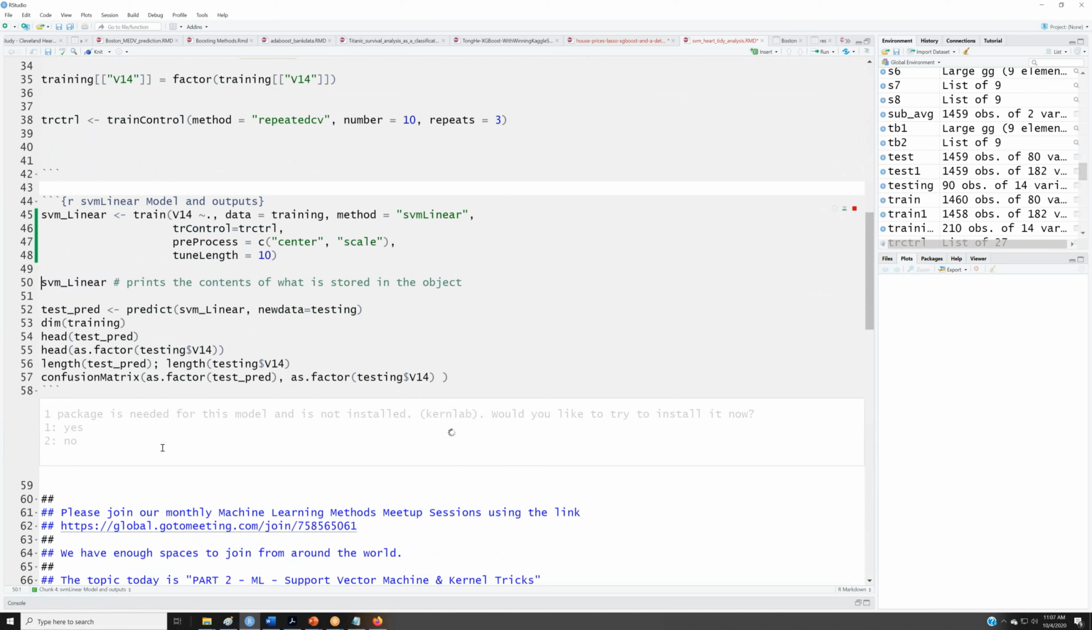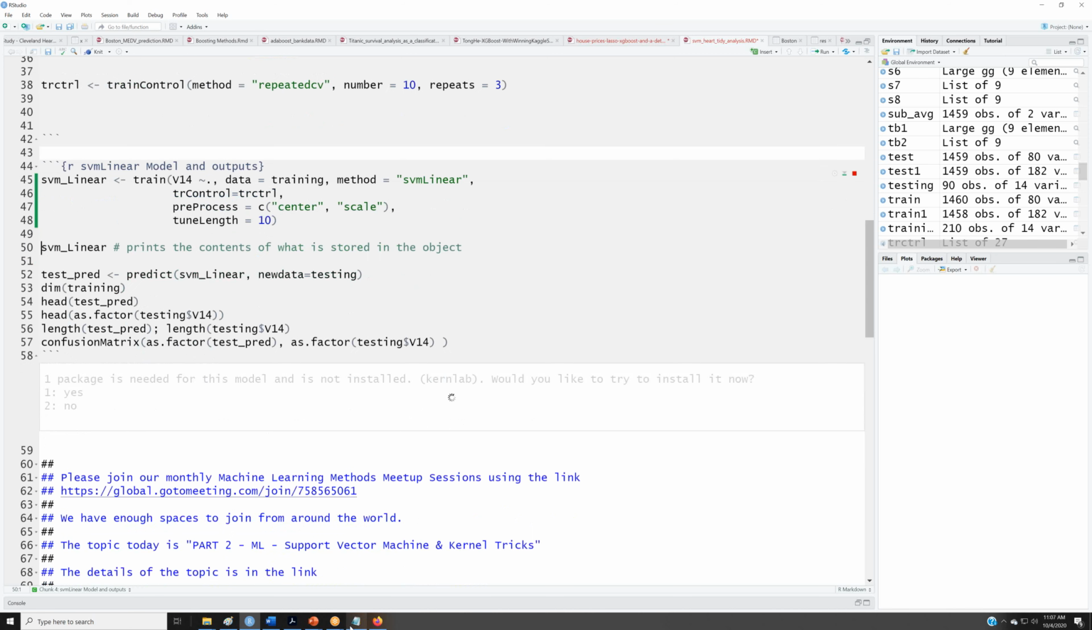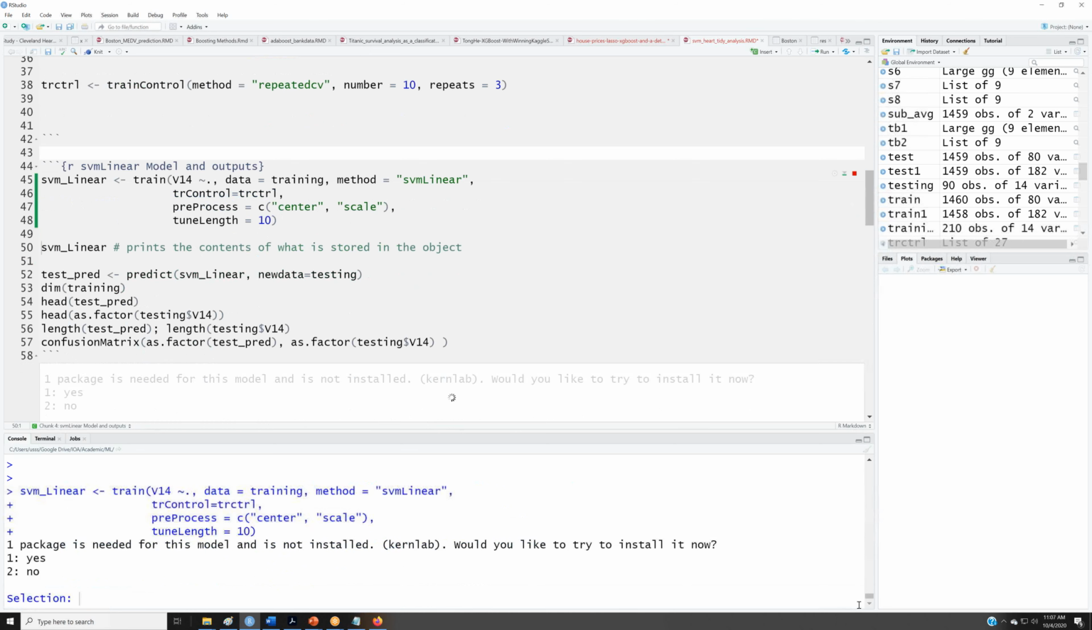Oh, it says a package is needed for this model and is not installed. What is called kernlab. So I'm going to say in the console below, let me say yes or no. It is asking yes or no. Do you want me to install or not? And that is coming in the console panel. It is noted here, but it's coming there. I can give selection only there. So I say yes. If it's needed, of course, I want to install.